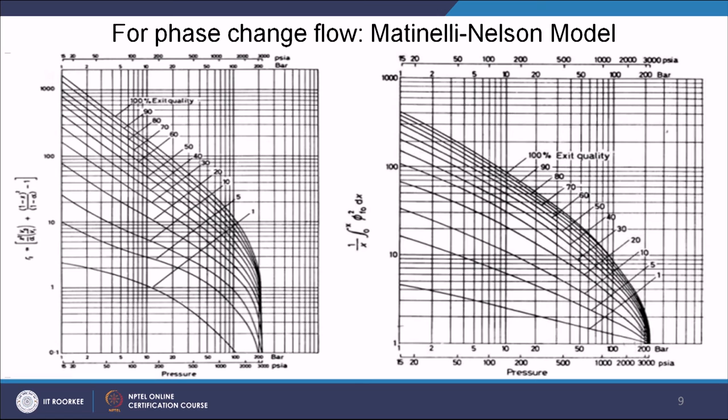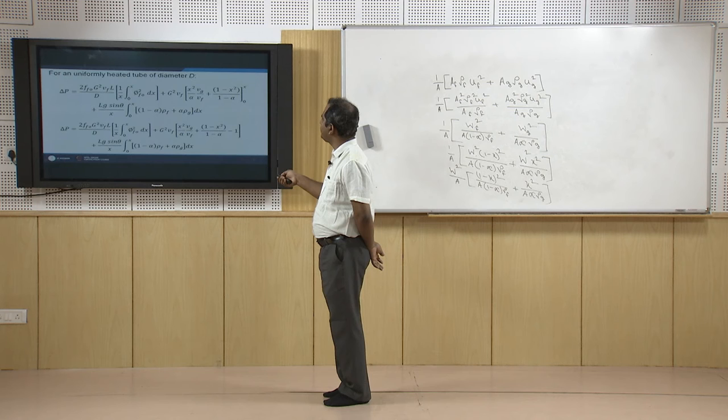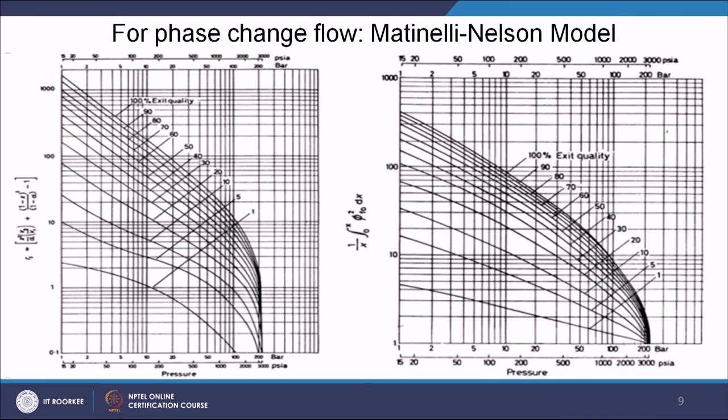So, x square into vg by alpha into vf plus 1 minus x square by 1 minus alpha minus 1. This has been given over here in the ordinate, and in the abscissa we are having the pressure. In the pipeline we are having some average pressure, so that pressure will be given over here. And here we are having different lines for exit quality.